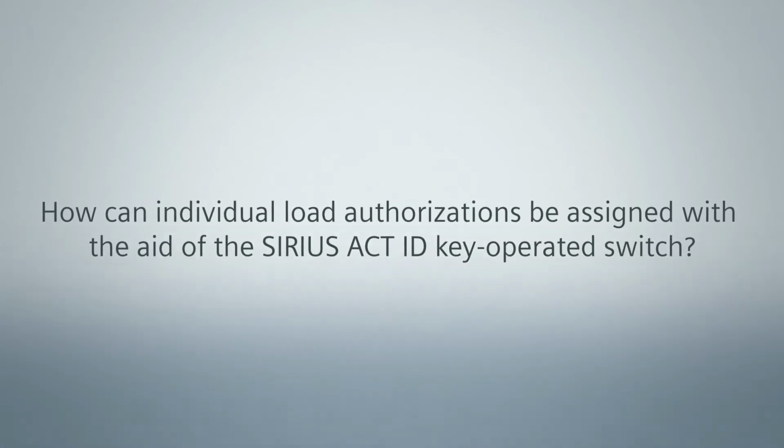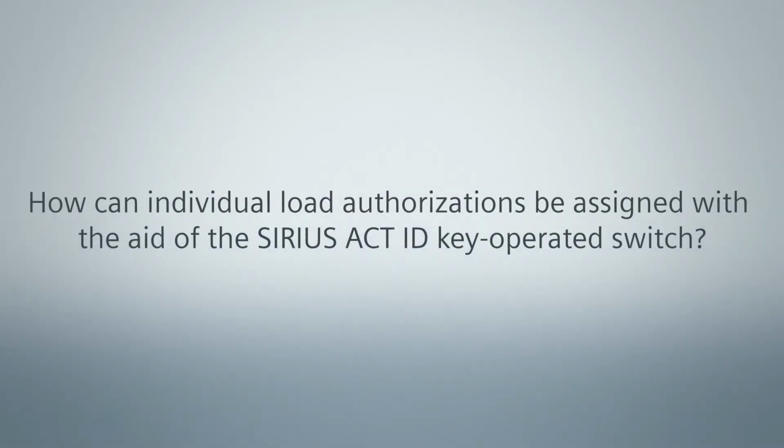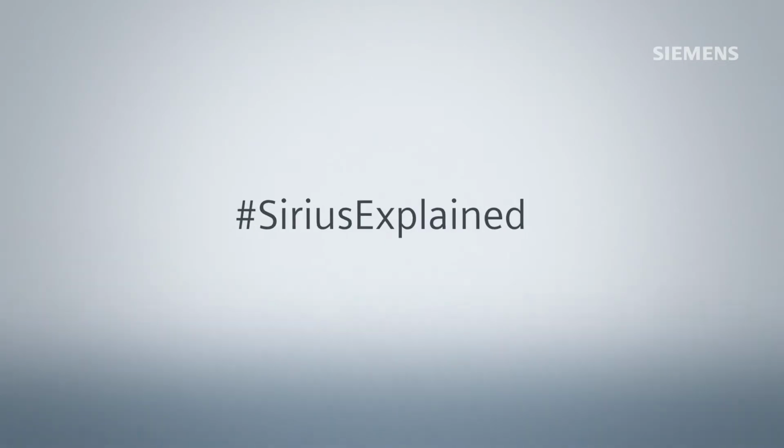How can individual authorizations be assigned with the aid of the Sirius Act ID key-operated switch? You can assign up to 50 individual authorizations with the aid of our pre-programmed version of the IO-Link electronic module. You need the white ID key to do this.